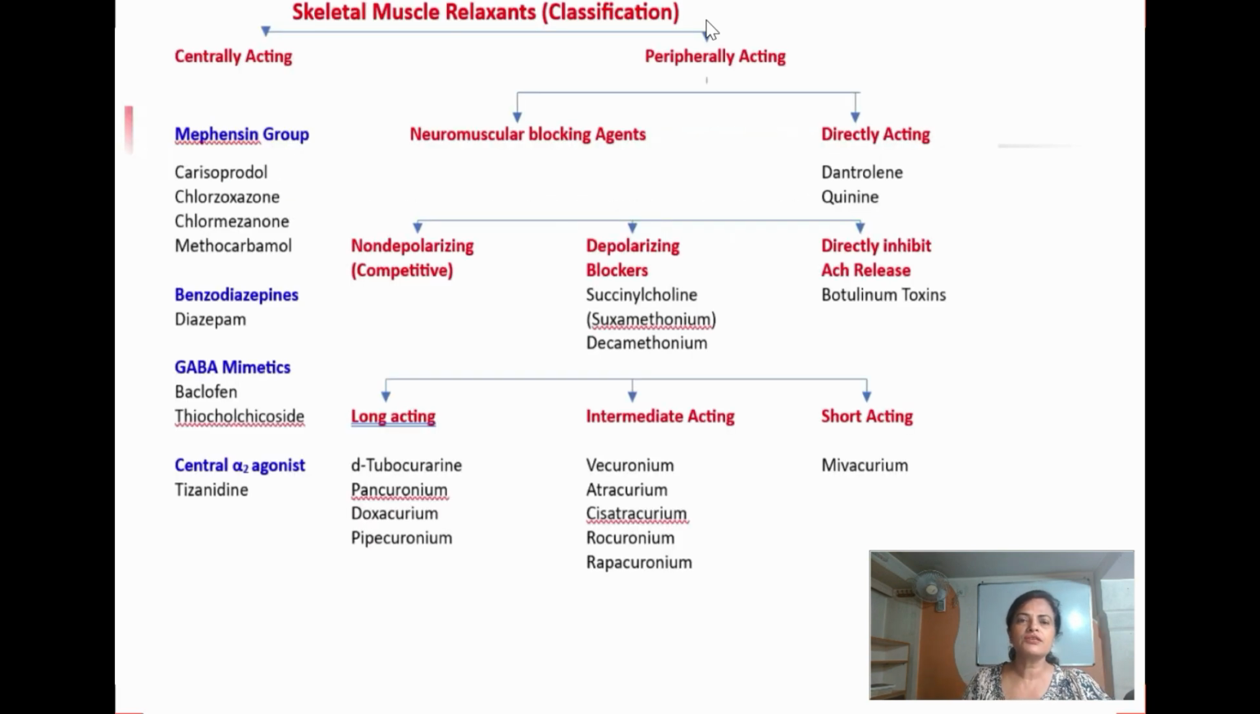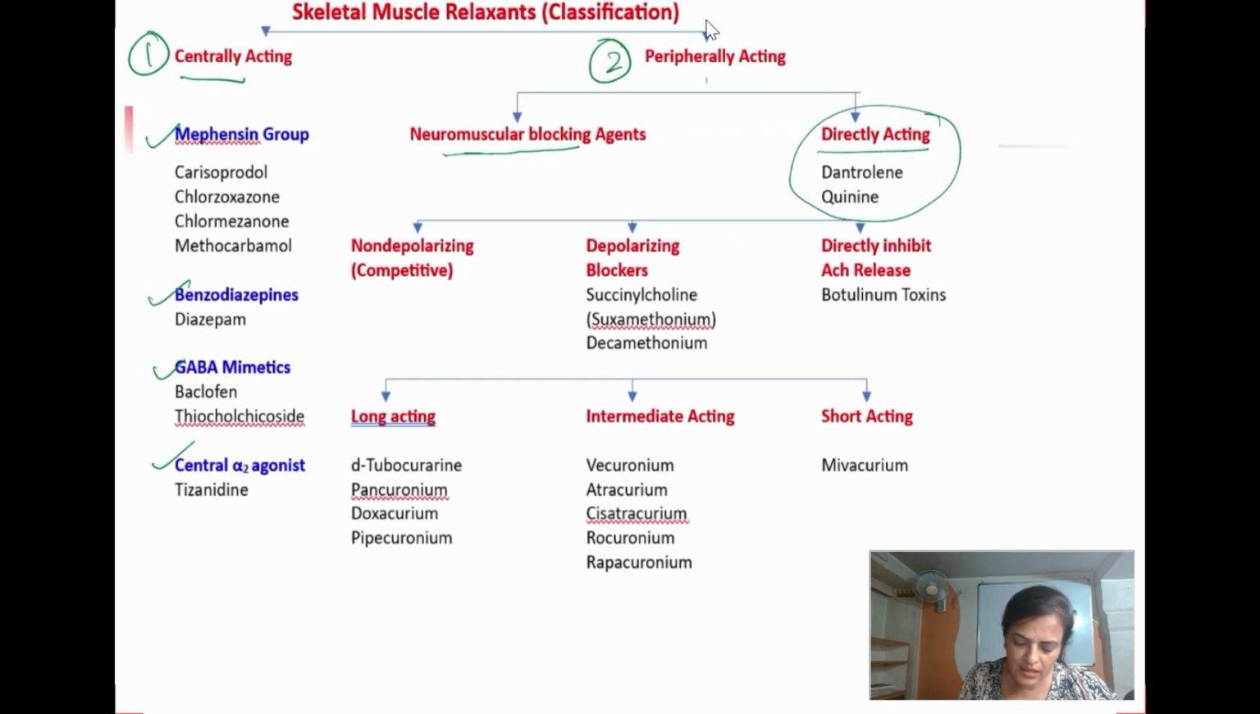Here is the classification of the skeletal muscle relaxant. As you can see, we can classify it broadly into two: centrally acting and peripheral acting. These are the group of centrally acting skeletal muscle relaxants. The peripheral acting are further categorized into two: neuromuscular blocking agents and directly acting, right? Then the neuromuscular blocking agents are further categorized into three: non-depolarizing, depolarizing, and the agent which is going to directly inhibit the acetylcholine release.